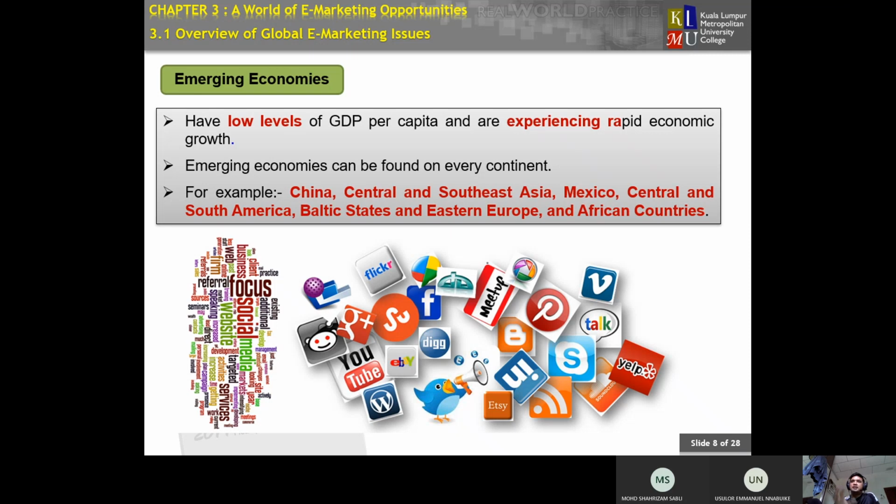This is also a good place for you to start up your business. We must start our business somewhere, so better to start at emerging countries. Because an emerging country, like the statement said, is experiencing rapid economic growth. Like you see Taiwan, Hong Kong, and so on. They are rapidly growing in terms of economy.